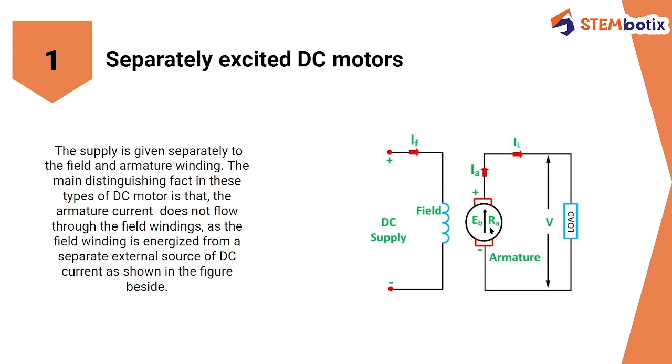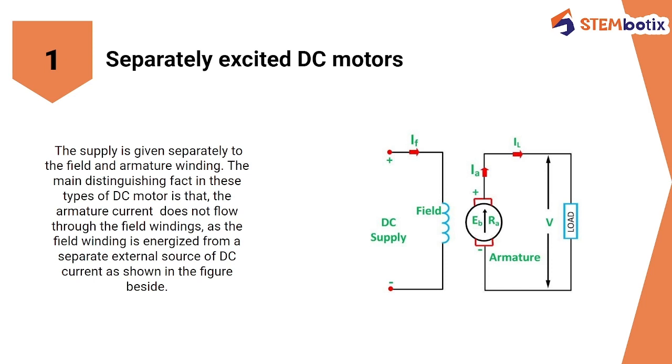Now it is RA and this is EB. RA stands for the armature's resistance and EB is for back EMF. This back EMF EB is nothing but, since the armature of a DC motor rotates in a magnetic field, an EMF is induced in the conductors of the armature due to electromagnetic induction.